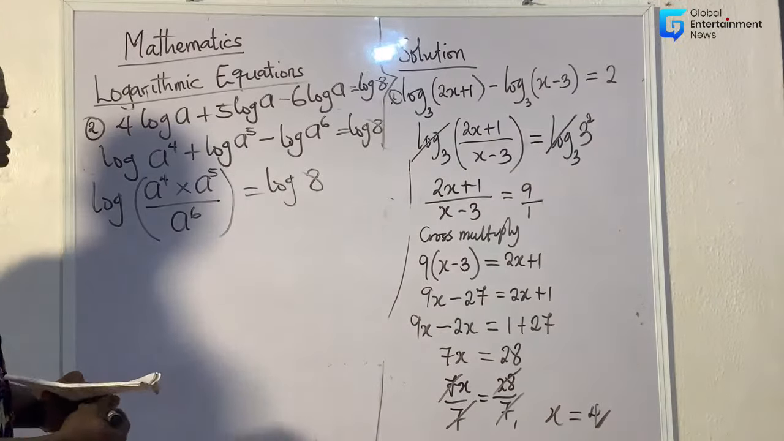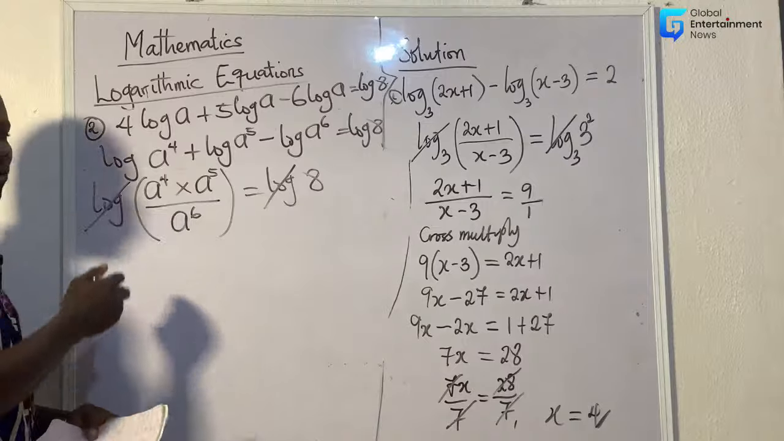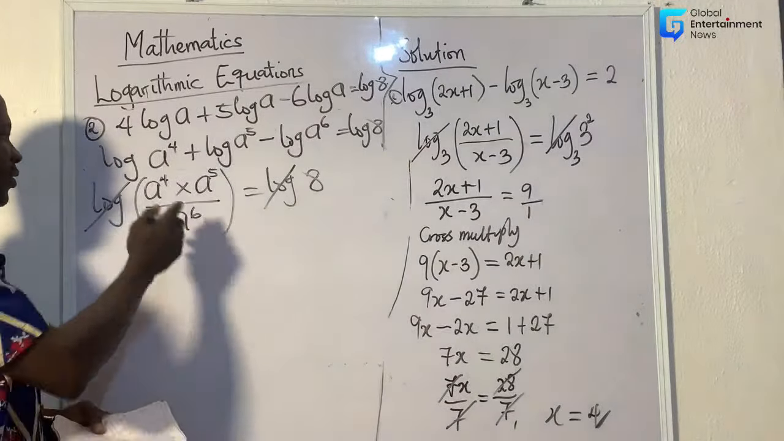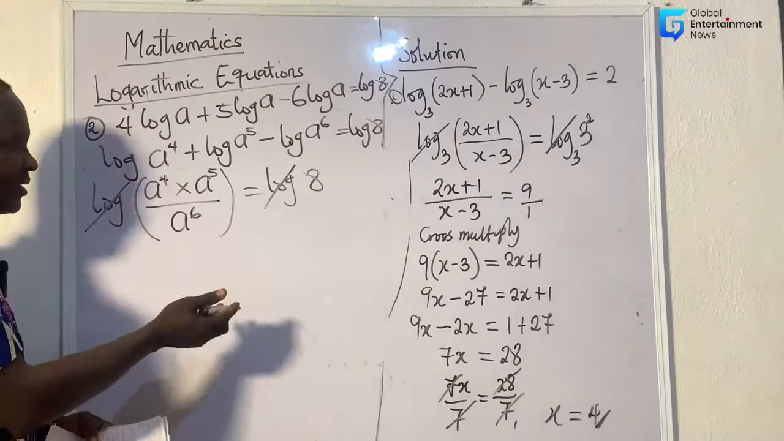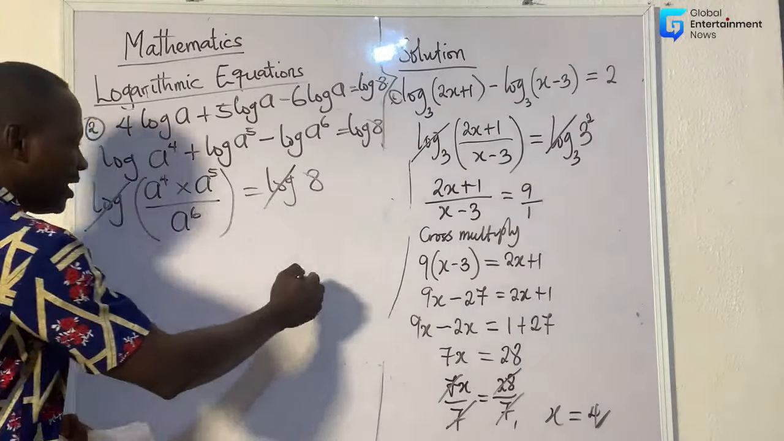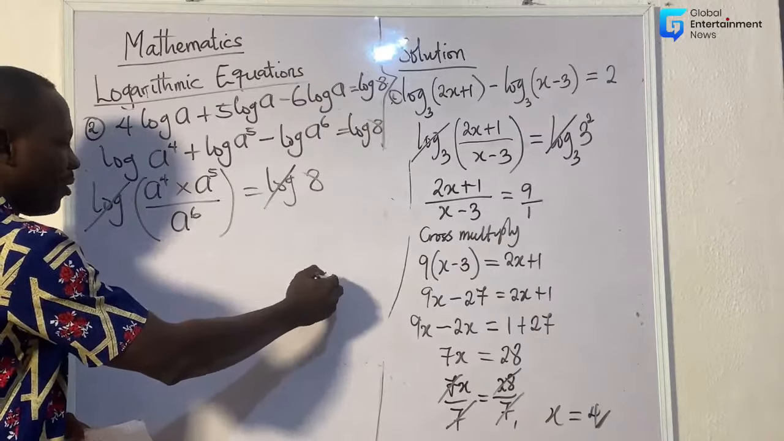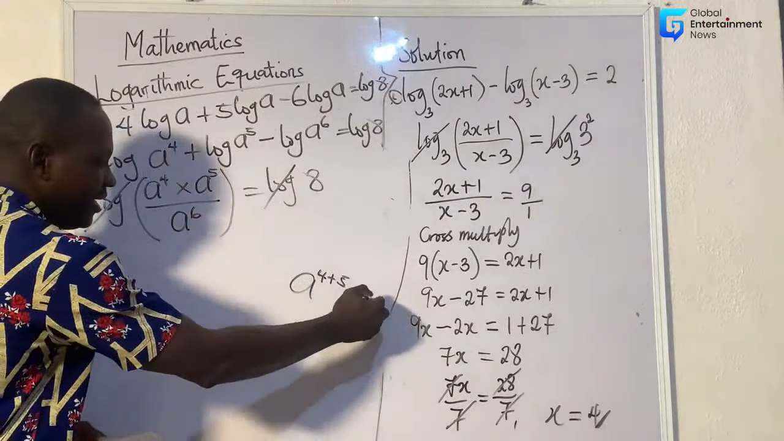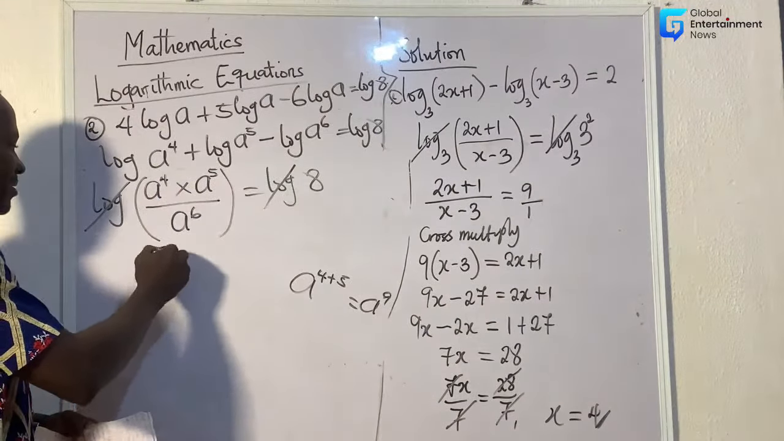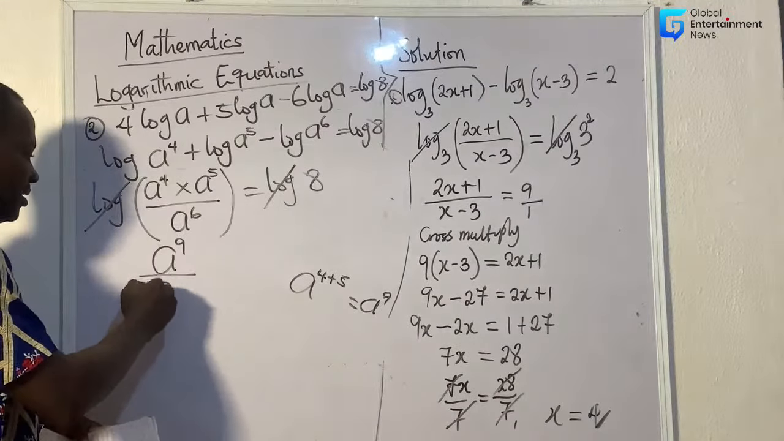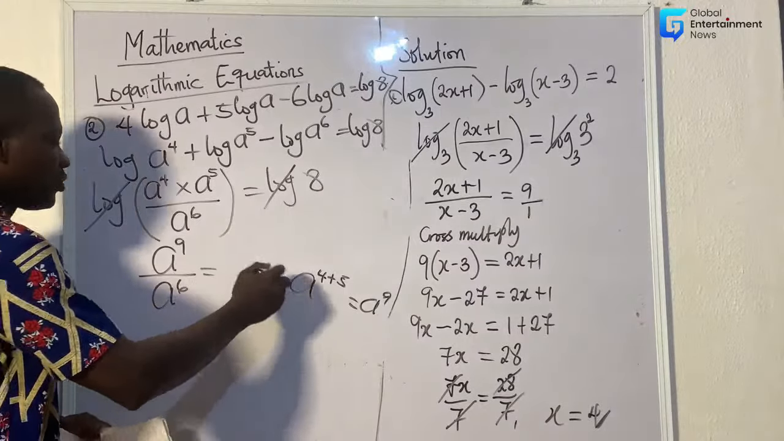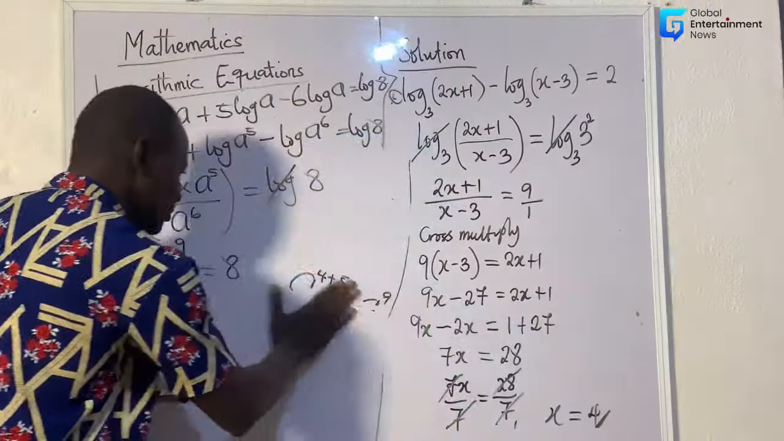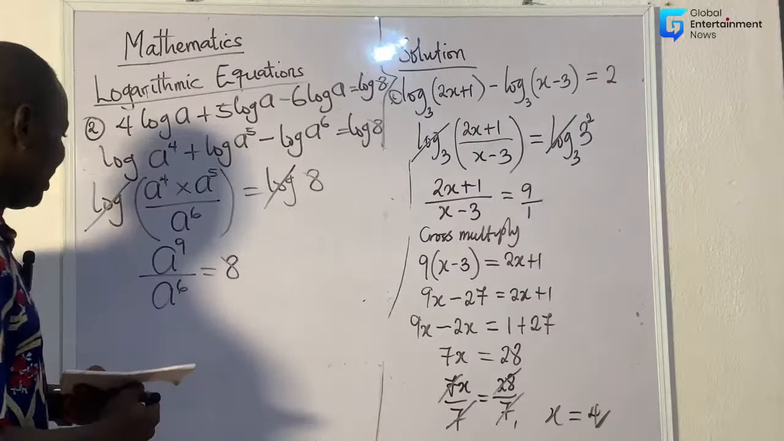Now, that is the second one. So what do we do? The log will cancel log. And you know the law of indices: once we have the same base and multiplication as a sign, we add the powers together. This one will now give me A raised to power 4 plus 5, do you still remember? That is A raised to power 9, so A raised to power 9 all over A raised to power 6 is equal to 8. So what do I do now?